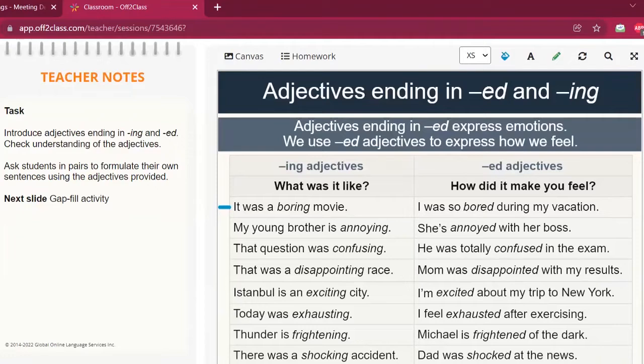Thunder is frightening. Thunder is frightening. Michael is frightened of the dark. Frightened of the dark. Very good.